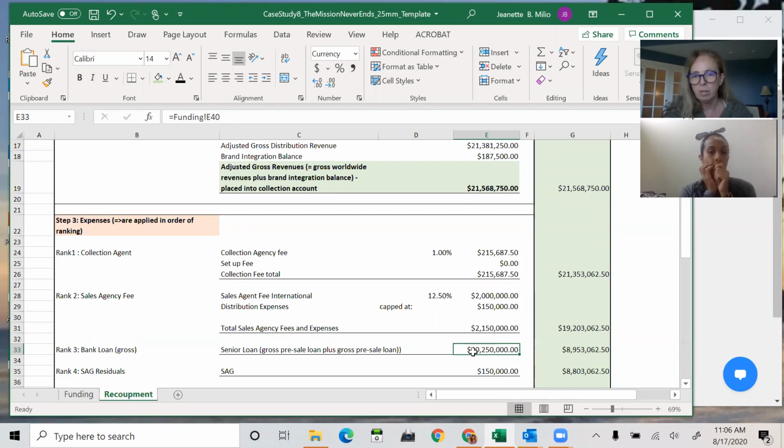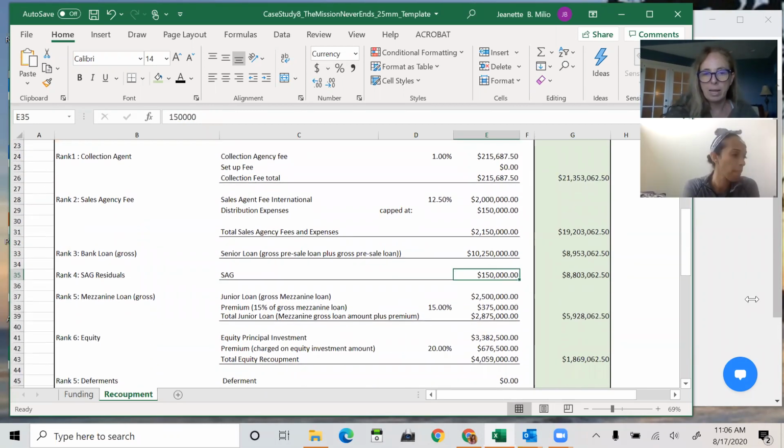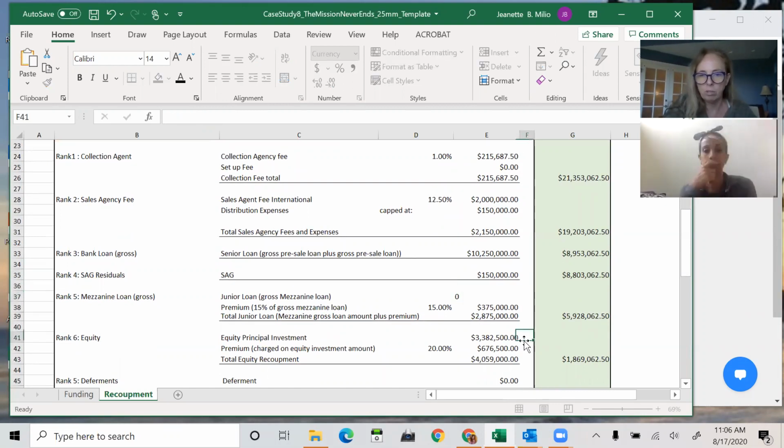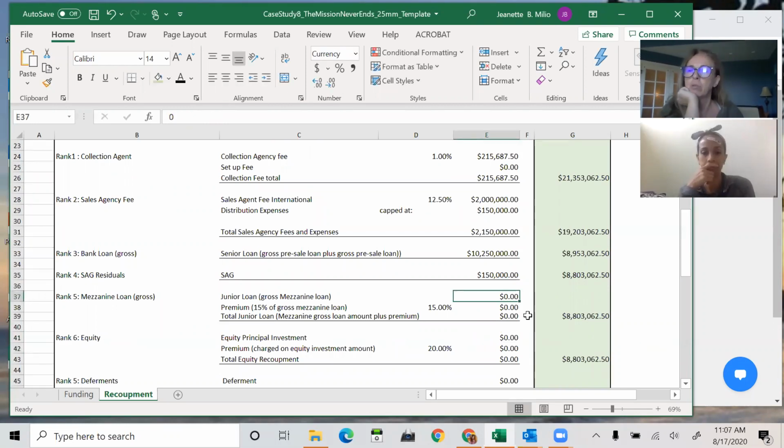That's all I'm doing. Now the SAG Guild people told us they want to be paid $150,000. So we're paying them $150,000 in the waterfall, basically just plugging that number in. So that's where the SAG is. Now the next thing we go to is the junior loan. I'm going to actually zero this out so you can do a little on yourself.